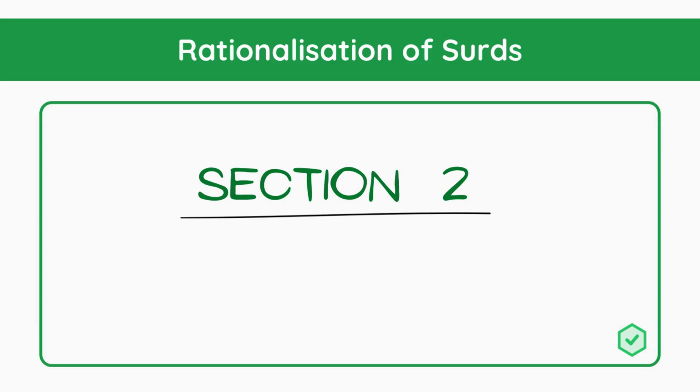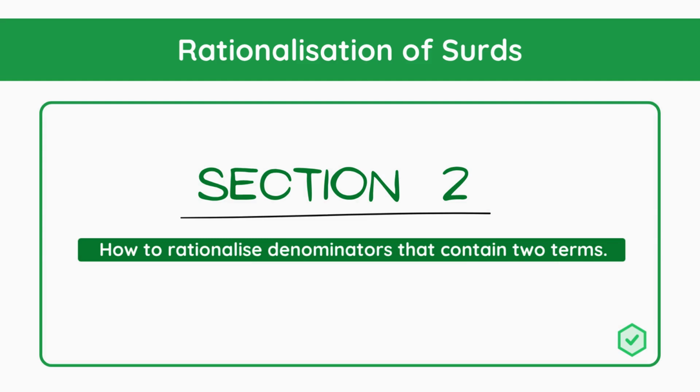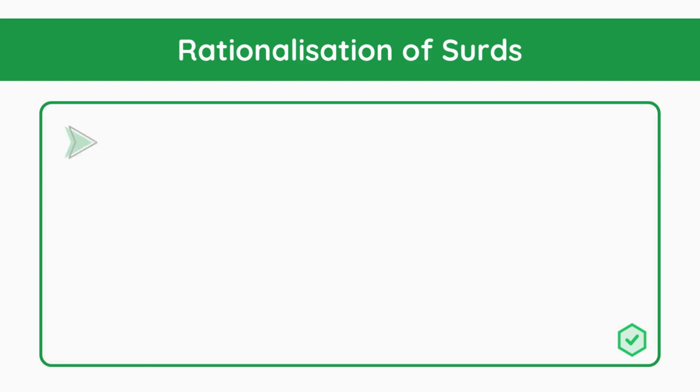Now, let's move on to section 2. We will now discuss how to rationalize denominators that contain two terms. Let's look at this expression, 6 over 2 minus square root of 3. Here, we have a subtraction on the bottom, 2 minus square root of 3.